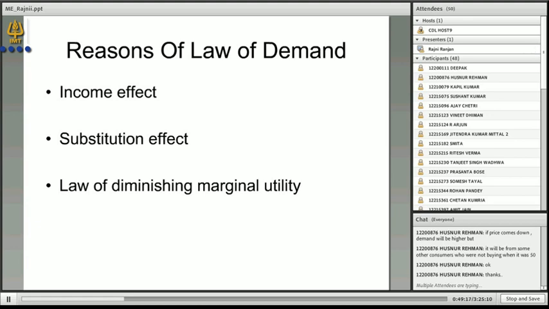Then comes the substitution effect. That also becomes one of the reasons for the law of demand. Yes, every law has its limitations, because it is a theoretical thing.